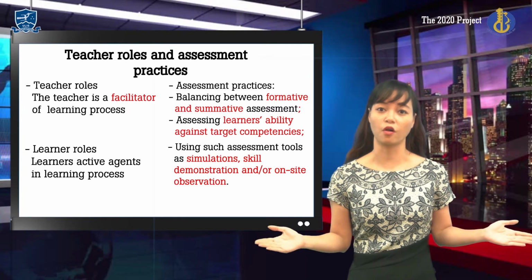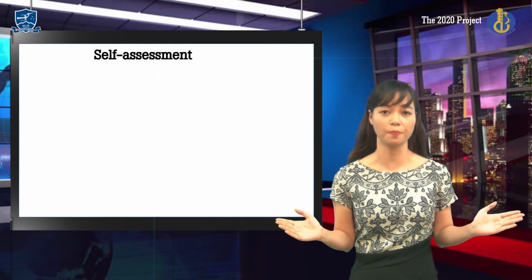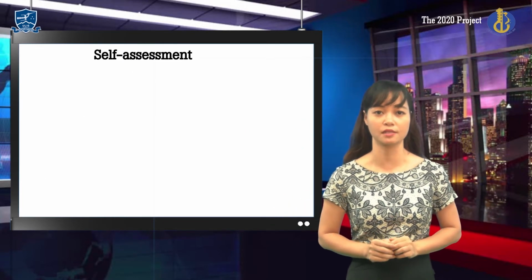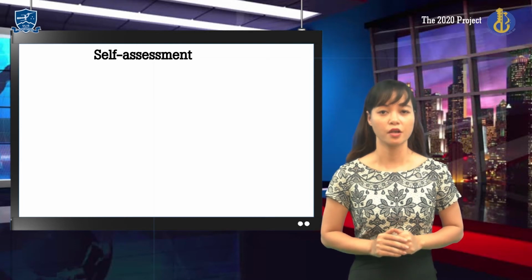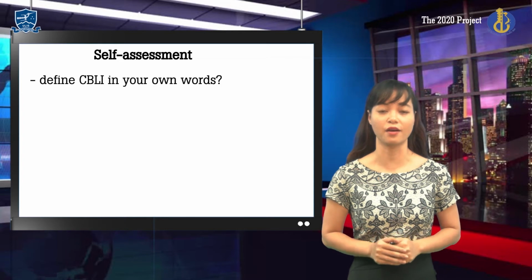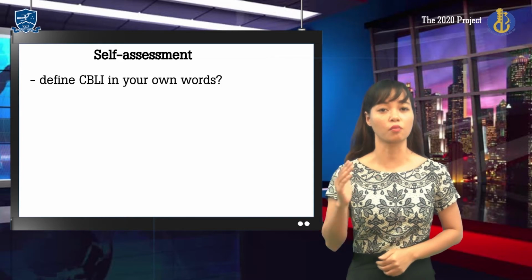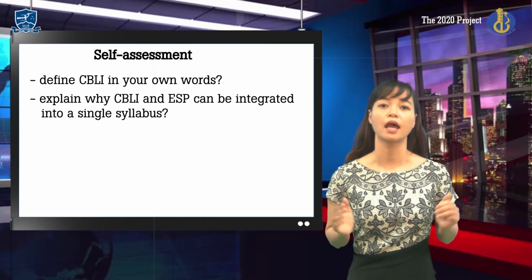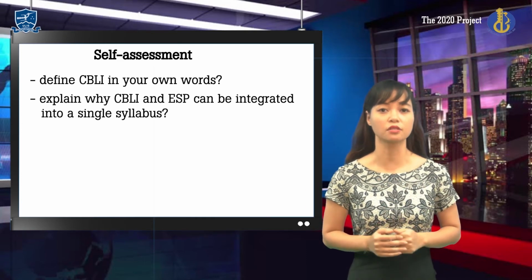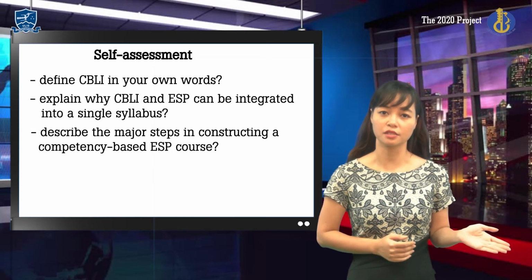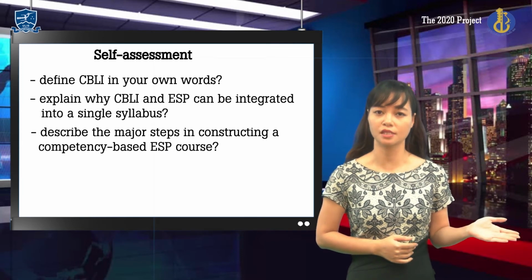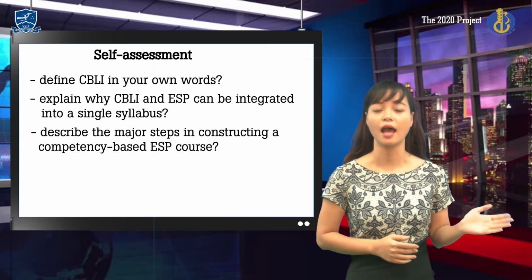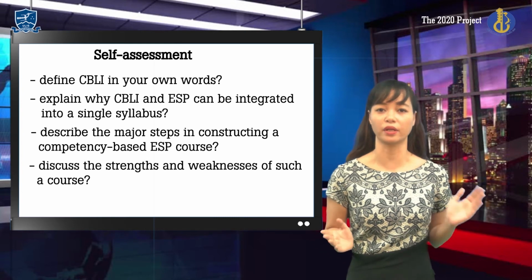So far, you have gone through key features in the competency-based ESP syllabus and how to build it up. Now, could you please self-assess whether you have been able to define CBLI in your own words? Explain why CBLI and ESP can be integrated into a single syllabus. Describe the major steps in constructing a competency-based ESP syllabus and discuss its strengths and weaknesses.